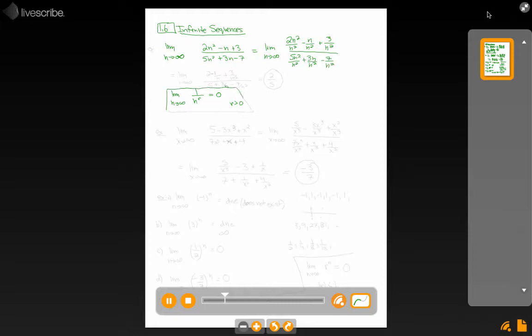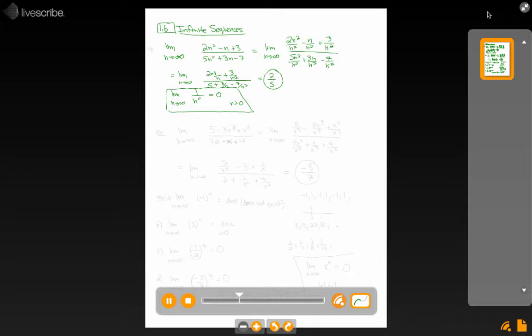As I go to the next level, I've got the limit as n goes to infinity of 2 minus 1 over n plus 3 over n squared, divided by 5 plus 3 over n minus 7 over n squared. And all of those approach 0 as n gets really, really big, except for the 2 over 5. So basically you have 2 minus 0 plus 0 over 5 plus 0 minus 0, which equals 2/5. There are other ways of thinking of that one, but that's one way of approaching it.